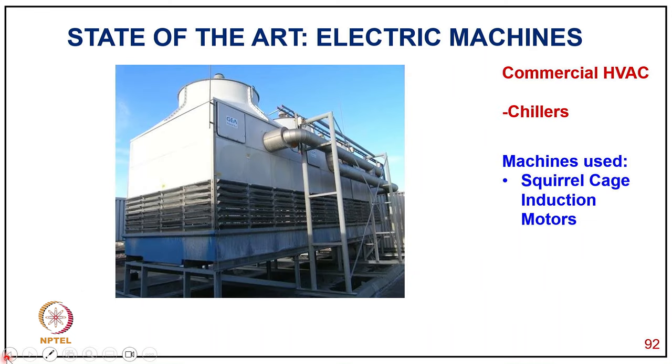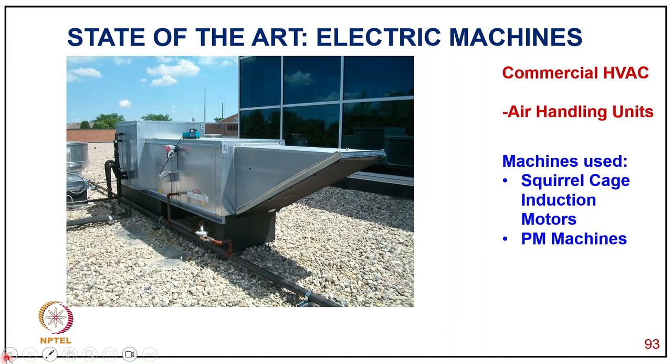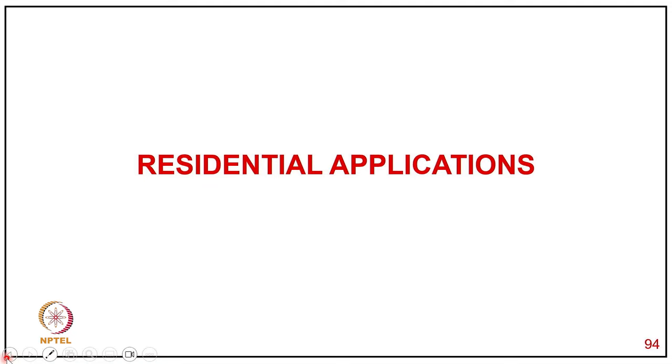In other commercial HVAC systems, we typically use chillers with squirrel cage machines with variable frequency drive. Then in commercial heating and ventilation systems, air handling machines again use squirrel cage induction motors and permanent magnet synchronous motors with variable frequency drive. So these are the commercial applications.